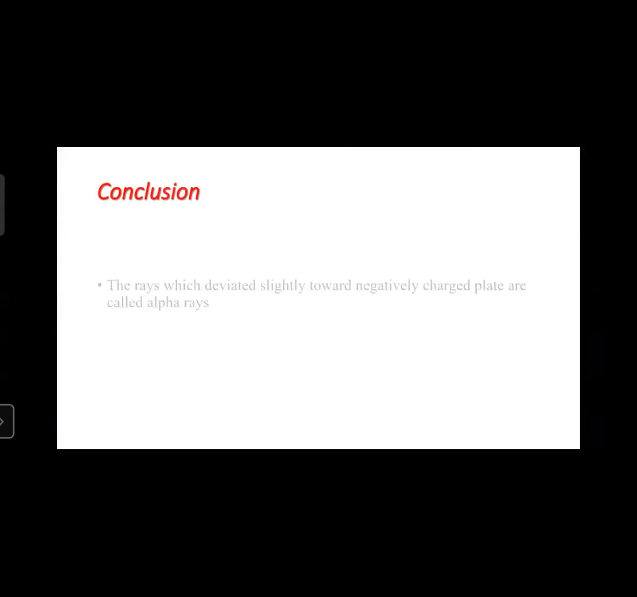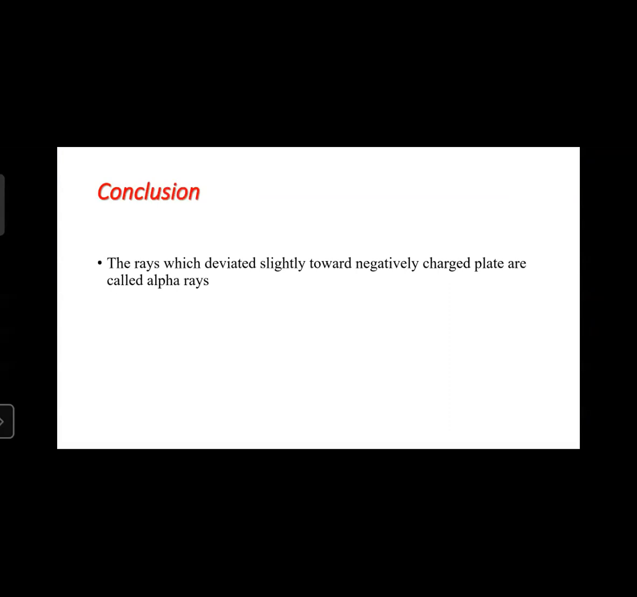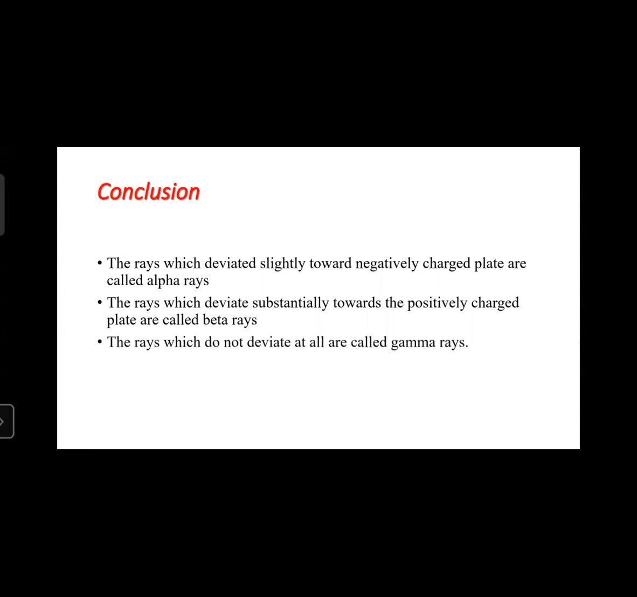Now, what will be the conclusion? The rays which deviated slightly towards the negatively charged plate are called alpha rays. The rays which deviated substantially towards the positively charged plate are called beta rays, and the rays which do not deviate at all are called gamma rays.